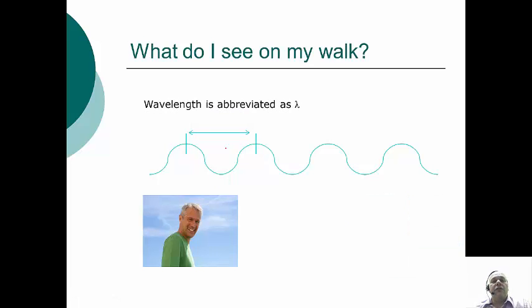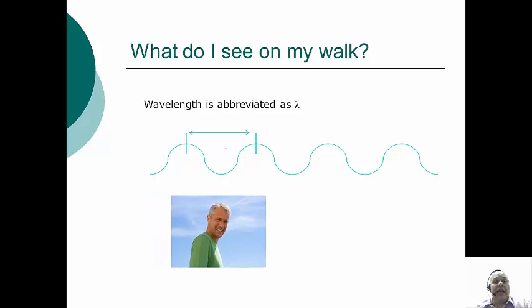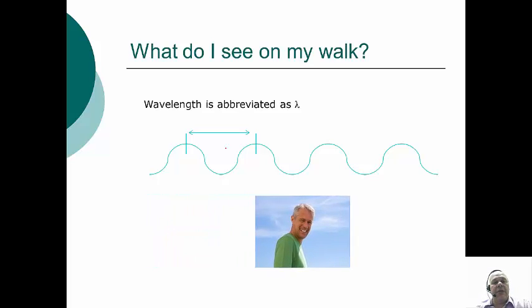The wavelength is usually abbreviated by a Greek letter lambda, and it's simply measured in units of length. Any unit of length, miles, meters, feet. Obviously, SI units would have it in meters.